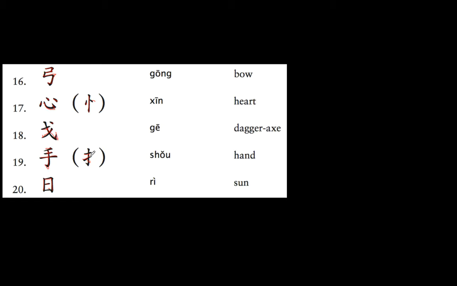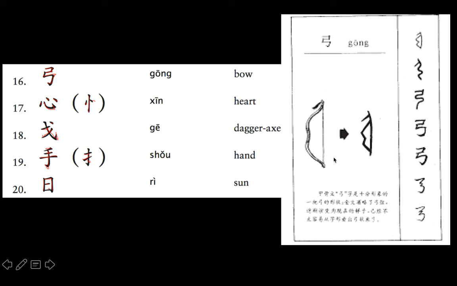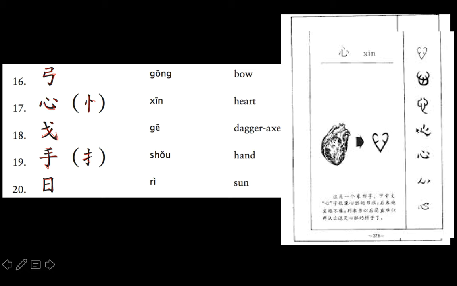Long time ago, gong. This is gong. It's a bow, right? So it's actually an image of the bow. Heng zhe, heng shu heng zhe gou. And this is xin, means heart. Traditionally, it's written this way. But gradually it changed to this one.